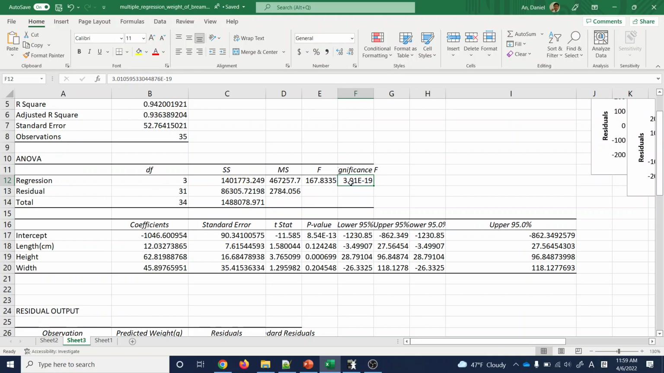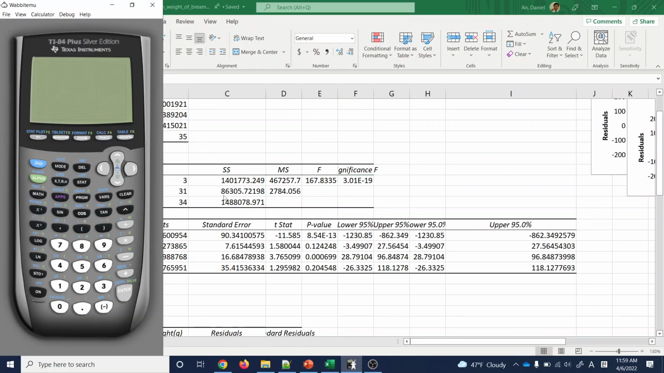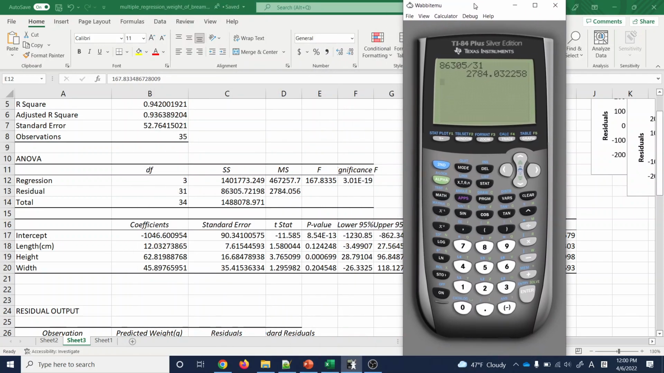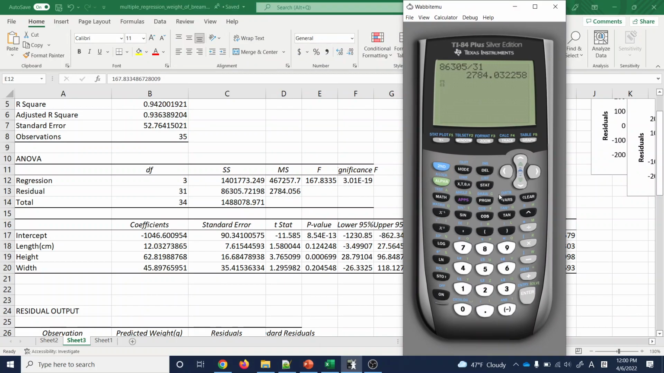That's the p-value. To get the p-value from the F-test statistic, you have to go to the calculator, and you have to use the FCDF. So here's the FCDF. And let me show you how you get this 3.01 e negative 19. That e negative 19 means 10 to the negative 19th power, so that's a really small number, right?